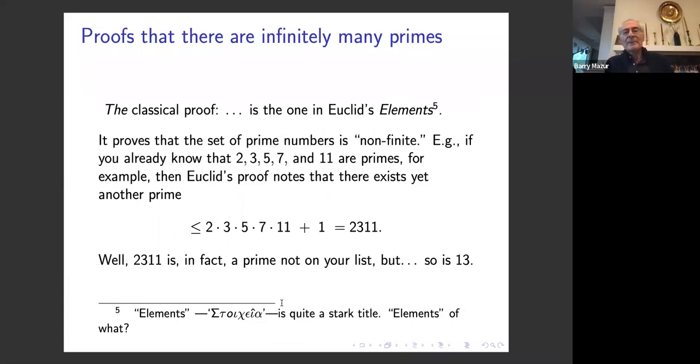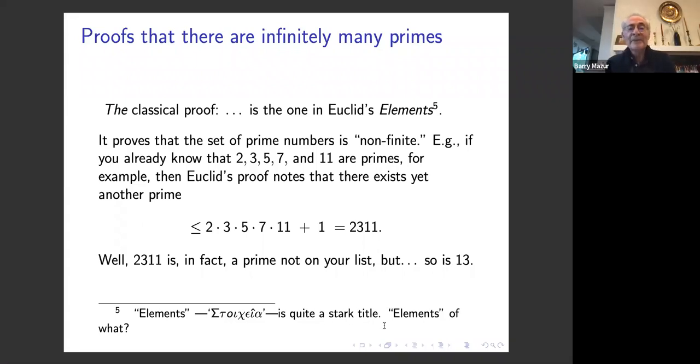And then we also have proofs that there are infinitely many prime numbers. The classical one is Euclid's in his Elements. And I always keep wondering about Elements. Stoicheia is the Greek word, and it's a pretty stark title. Nobody talks about this. Elements of what? Anyway, there it is. Euclid's proof. I hope some of you have seen this before.